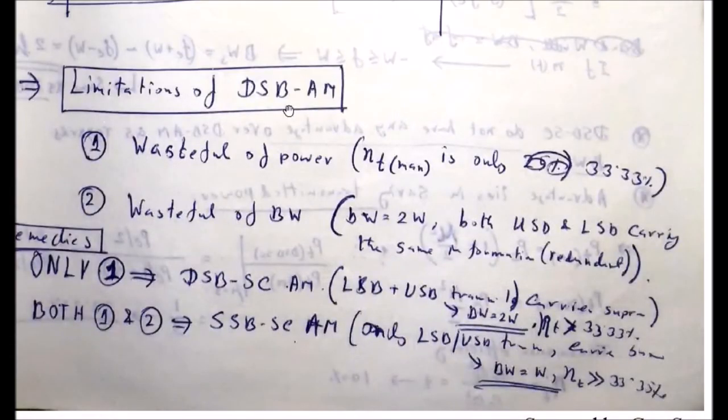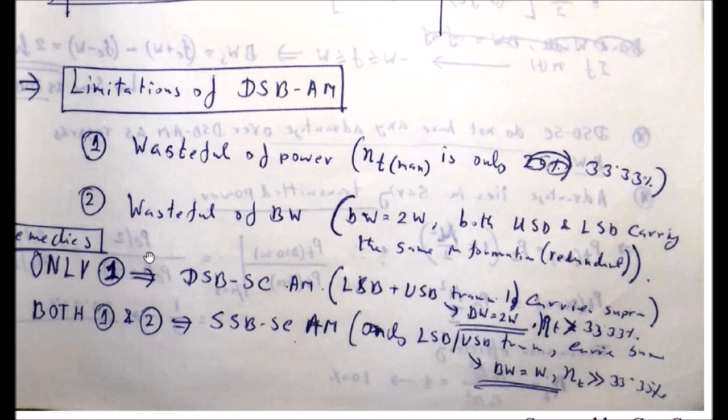Okay, next and last topic for this discussion is the limitations of DSB AM. What are the limitations? As I already mentioned, it is wasteful of power. That means most of the power is wasted to transmit the unchanged carrier, which is not carrying any information. Okay, the transmission efficiency is only 33.33%. That means the sideband power, which is carrying the information, is only 33.33%, and the rest 66.67% is carrying only the carrier, which is wasteful.